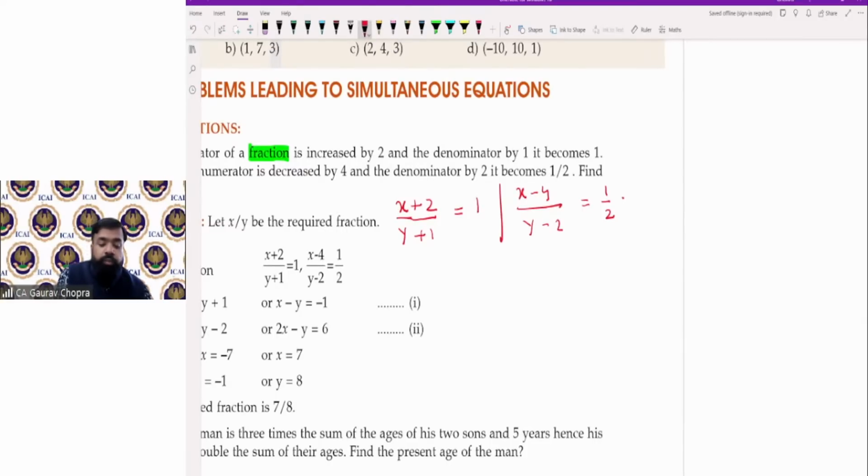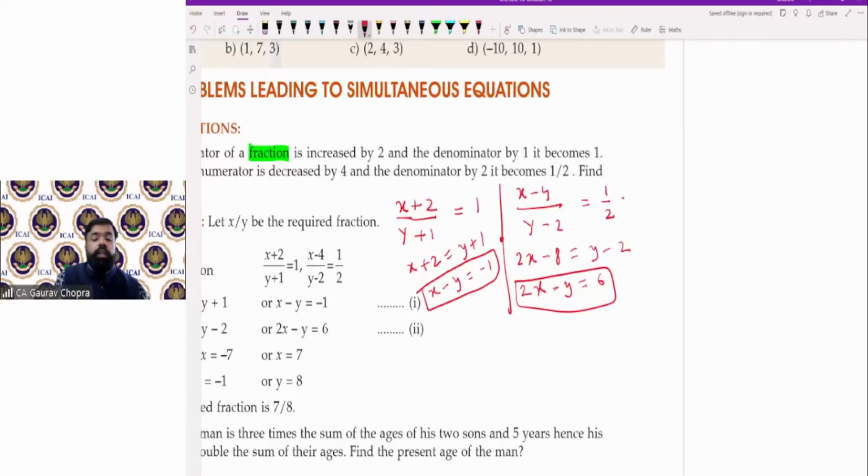So if you simplify here, x plus 2 equal to y plus 1. Therefore, x minus y will be equal to minus 1. This becomes your first equation. And second one, if you cross multiply, 2x minus 8 equal to y minus 2. So 2x minus y is equal to 6. These are the two equations.